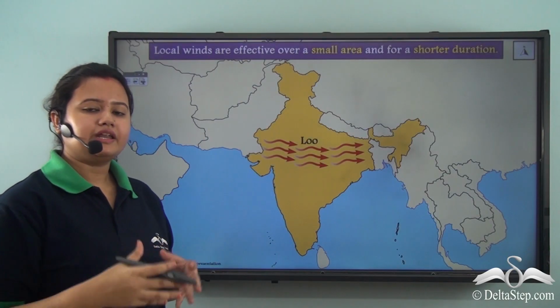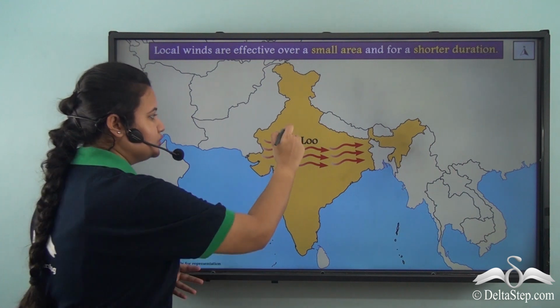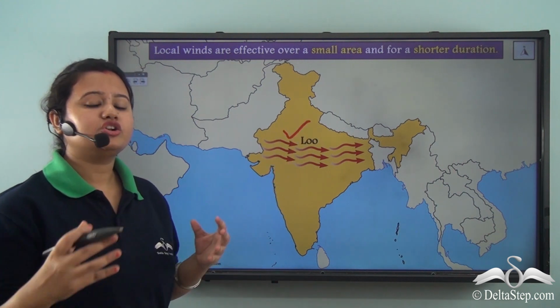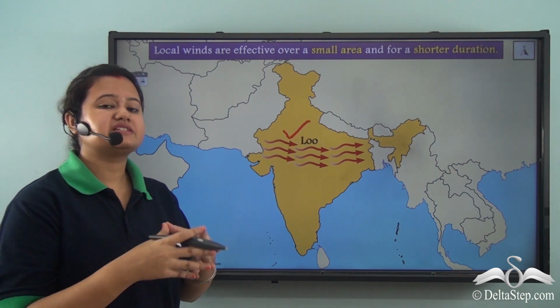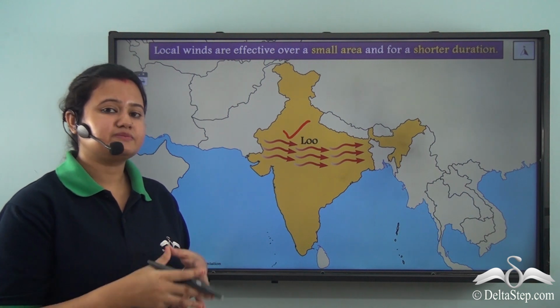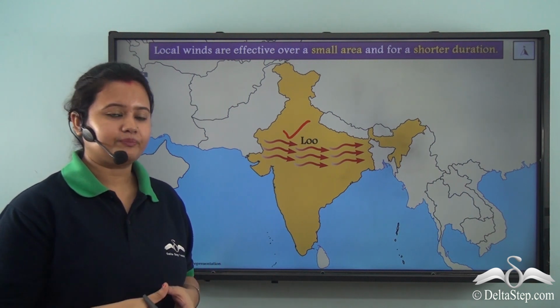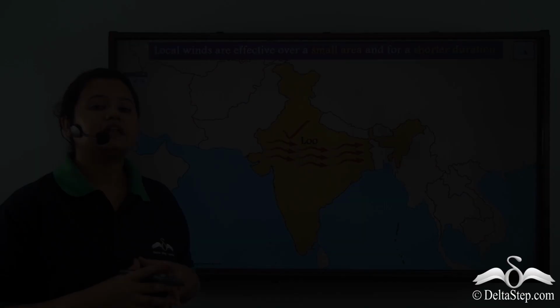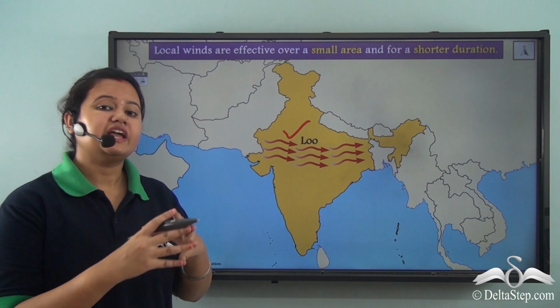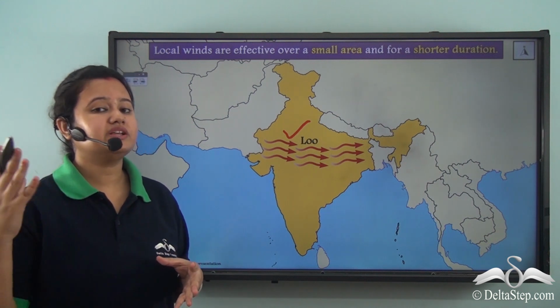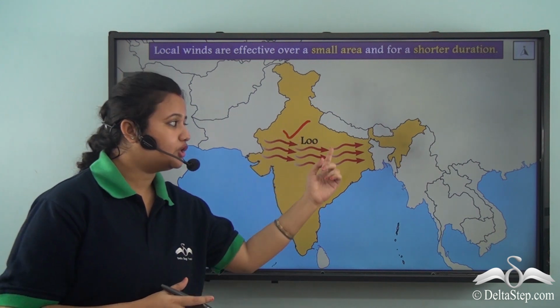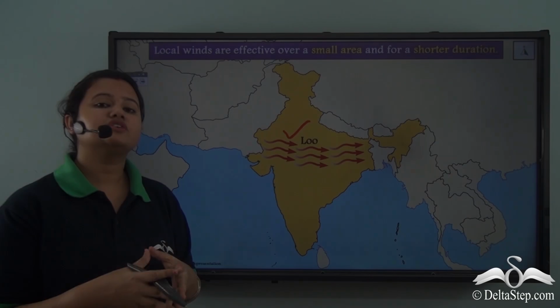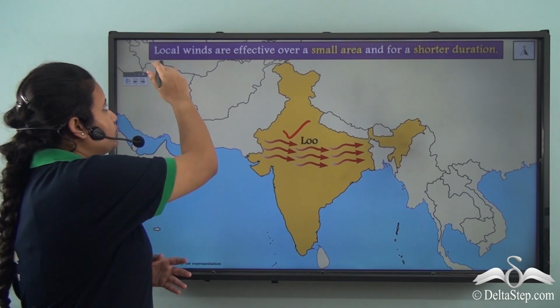Well, the local name of this heat wave is Loo. Loo is a hot, dry, dusty wind, and it is prevalent during summer months, especially during May and June, and they blow over the northern plains of India. Now Loo is responsible for increasing the temperature during summer months, especially in the northern part of India. Now this Loo is an example of local winds.